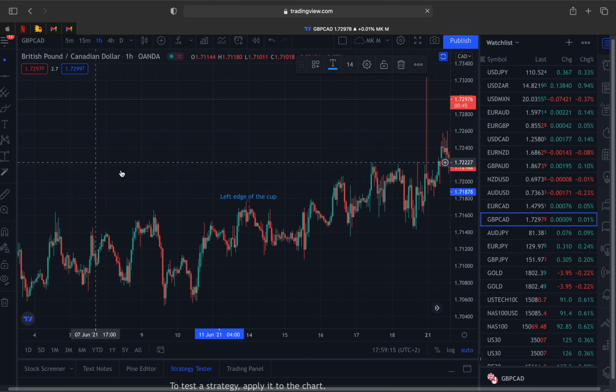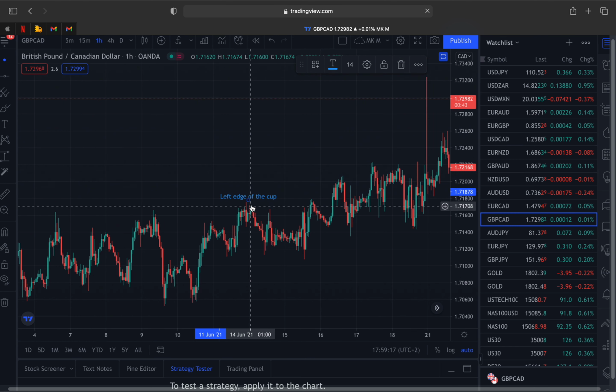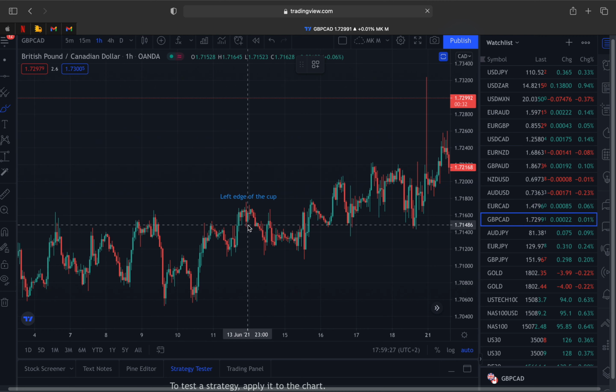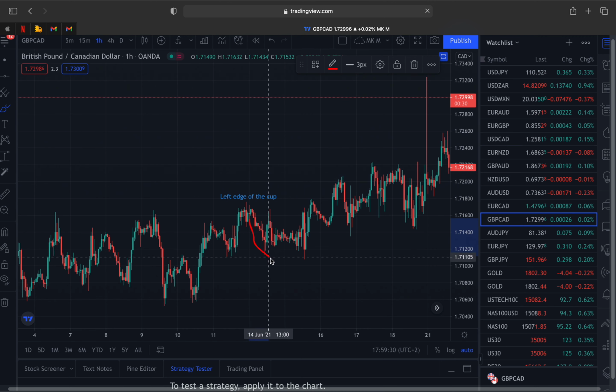Then another thing is now after this left edge of the cup, we form an oval-like or round-like shape, a cup-like shape actually. So let me just go to my drawing tools. So there we go. Let me just draw this cup-like shape and just finish it on.